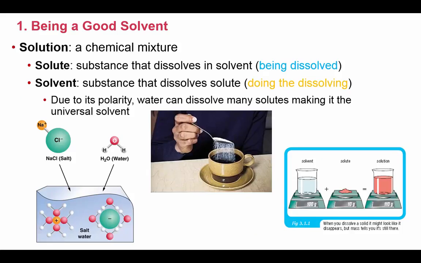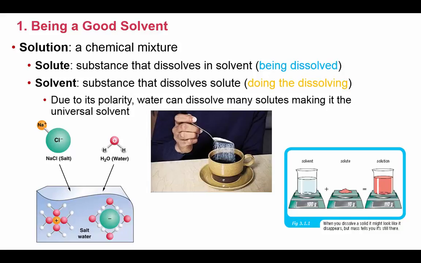So first off, we said that water is a good solvent. In order to understand that, we have to define a solution. A solution by definition is a chemical mixture, and any mixture is going to be composed of solutes and a solvent. So the solute is the substance that dissolves in the solvent. An easy way to remember it is the solute is what is being dissolved. The solvent, on the other hand, is the substance that dissolves the solute, or again, an easier way to remember it, the solvent is what is doing the dissolving.